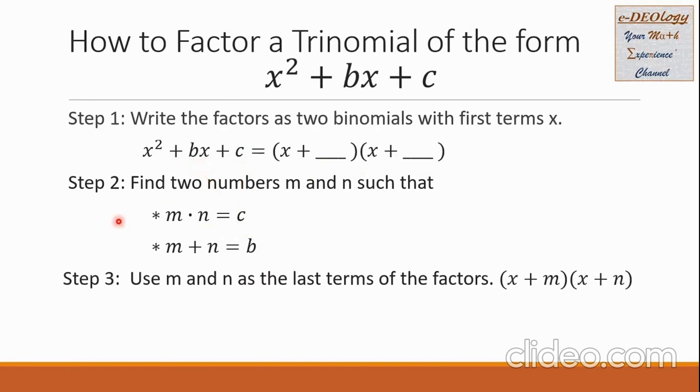So once we comply with step 2, we will go now to step 3. We will use m and n as the last terms of the factors. So it will be like this now, x plus m multiplied by x plus n. And step 4, we're going to check our answers. We will check by multiplying the factors, and it must come back to its original problem or the original trinomial.